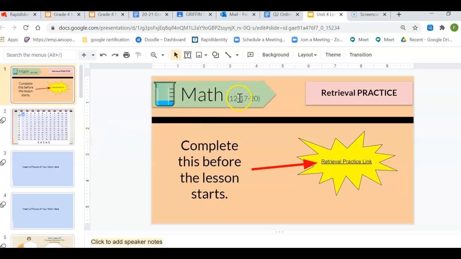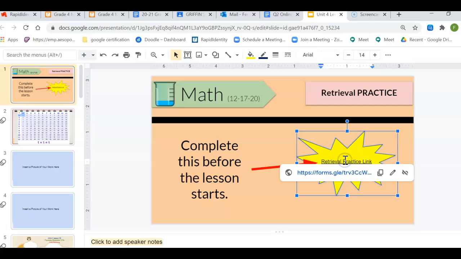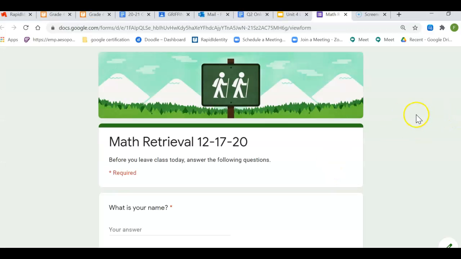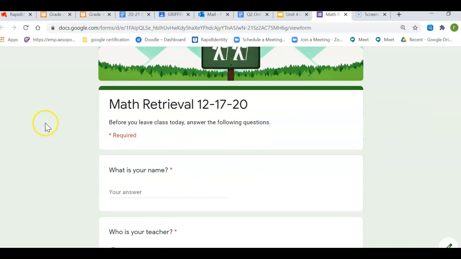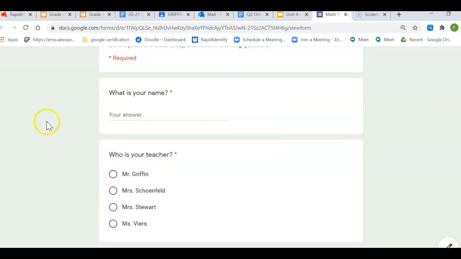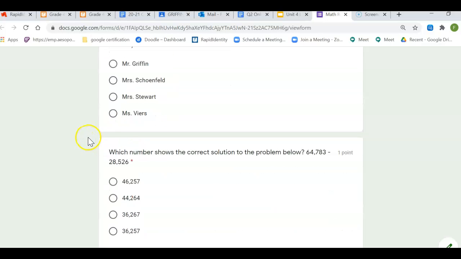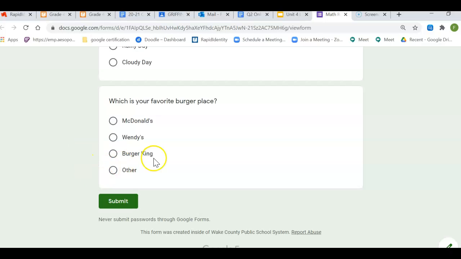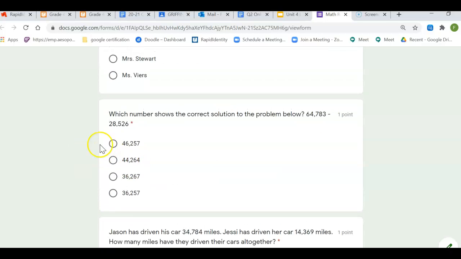Today is Thursday, December 17th, and before we start our lesson, you are required to complete the retrieval practice link from math. So what I need for you to do is click right here on the link, and then you click on the website, and this Google form comes up, and you've got some questions that you need to answer to the best of your ability. And when you finish, you're going to click submit.